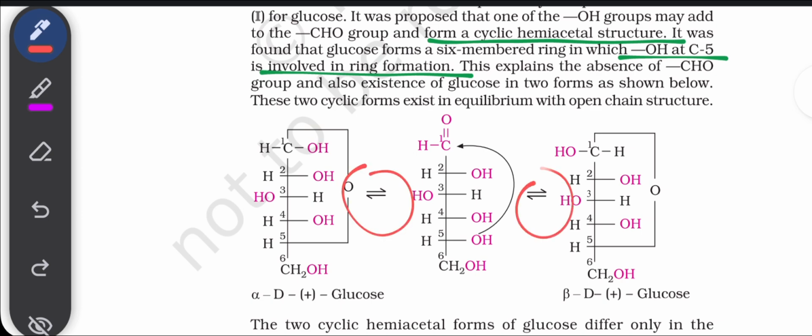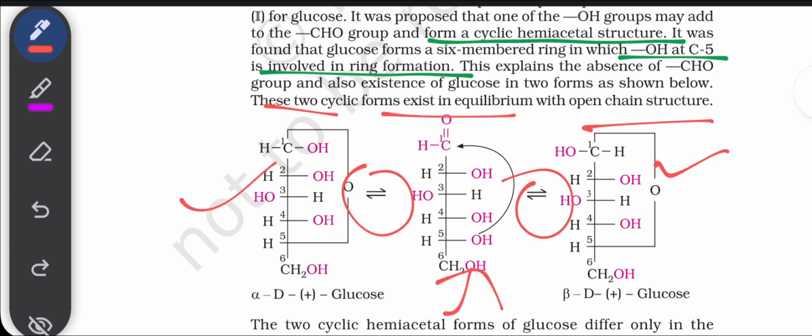This is the sign for equilibrium. Okay, and these two cyclic forms, which two? These and these exist in equilibrium with the open chain structure. So this is the open chain structure, if I'm not wrong. And this is the fifth carbon. Okay.